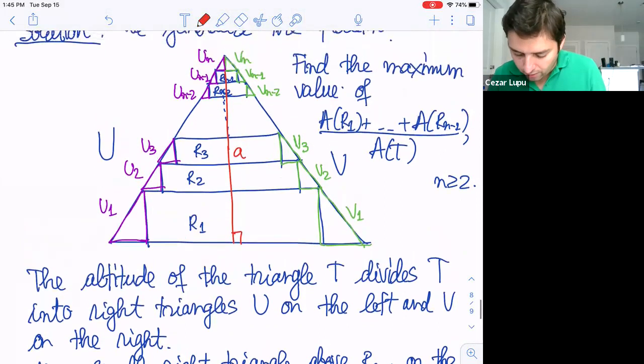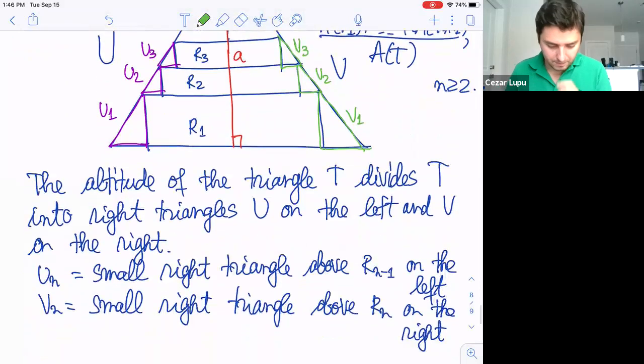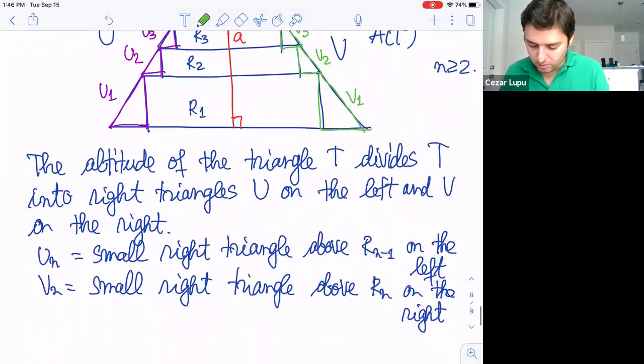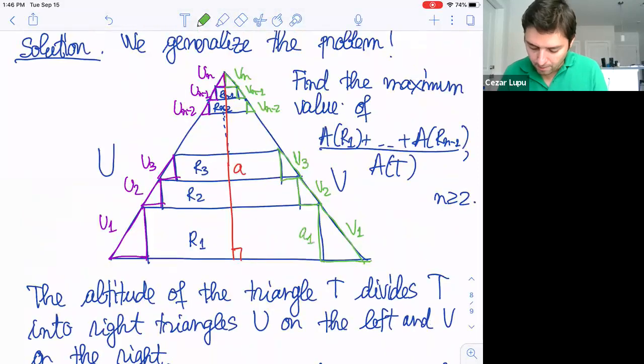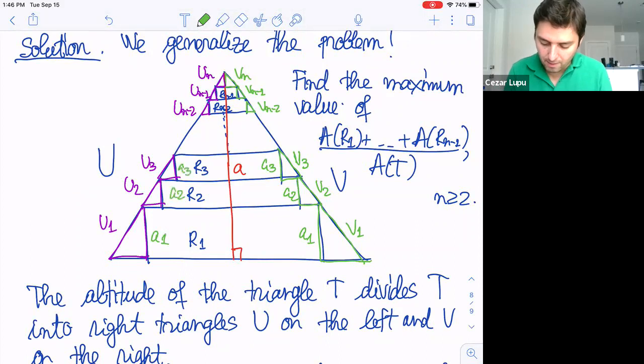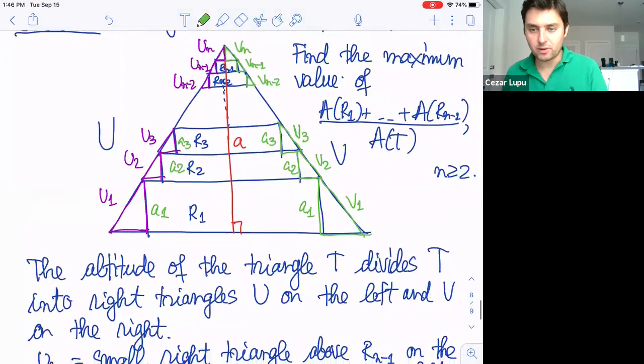And the altitude of each one of them is Ai. As you can see, these will be Ai, right? A1, A2, A3, and so on. The same will happen here, it will be the same, right? These are equal. A1, A2, A3, and so on. Is it clear? Is the picture clear for everybody?